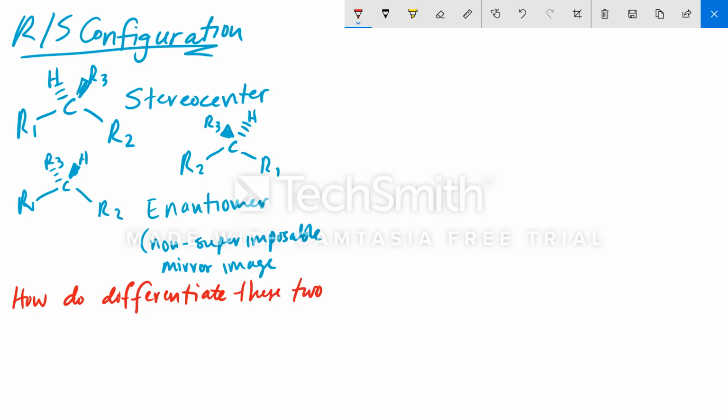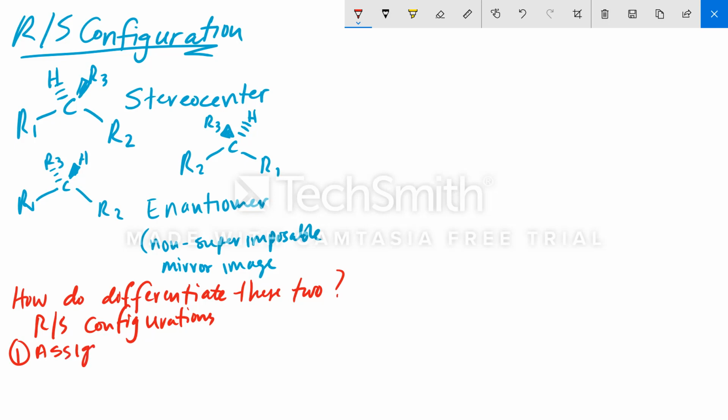The way we do that is by RS configurations. That's what it's used for. It's used to differentiate between 2 different stereocenters and the arrangement of these groups around them. So one of these molecules would be an R and one of these would be an S. That way we could say this is the R enantiomer of this compound, this is the S enantiomer of this compound. The way that we determine whether it's R or S follows a simple set of steps.